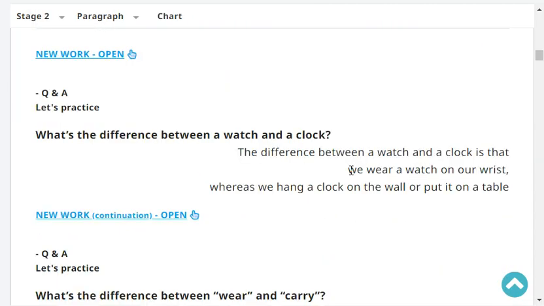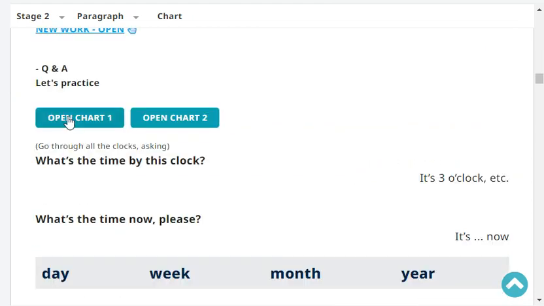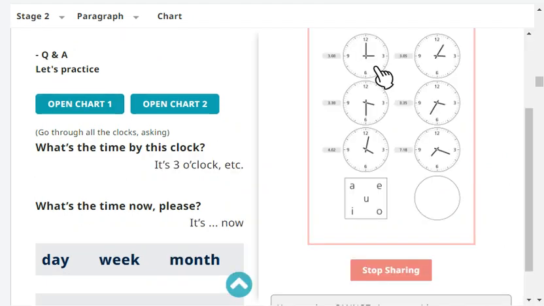Ready? Yes, I'm ready. Okay, here we go. What's the time by this clock? It's 3 o'clock. What's the time by this clock? It's five past 3. What's the time by this clock? It's half past 3. What's the time by this clock? It's 35 minutes past 3. Very good.